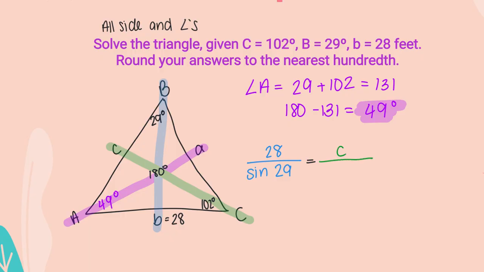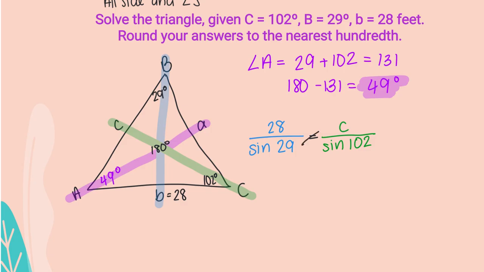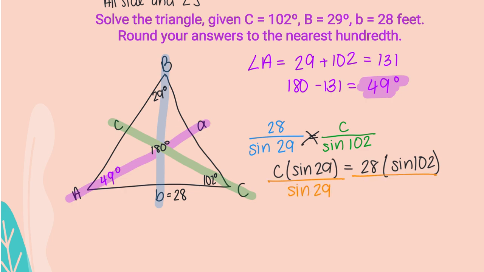Do I know what the angle is? Yes. Sine 102. Solving for C, I have to cross multiply. So cross multiplying, I'm going to get C times sine 29 equals 28 times sine 102. How can I get C by itself? I have to go ahead and divide by sine 29 on both sides of my equal sign.